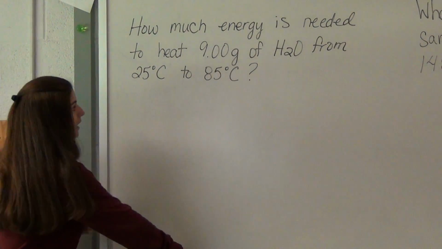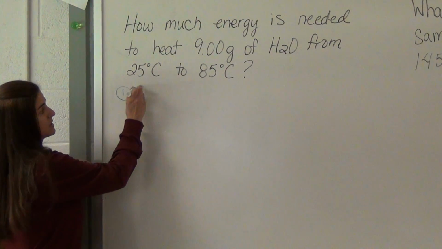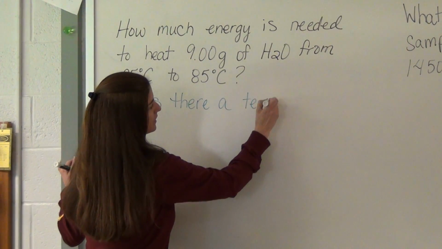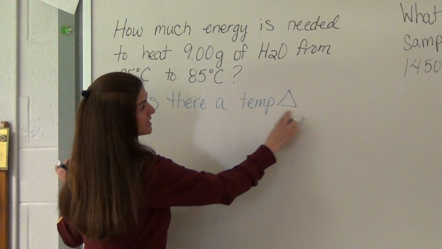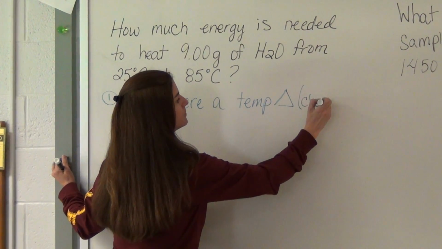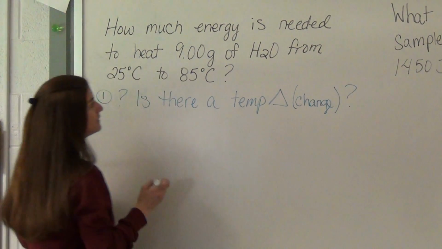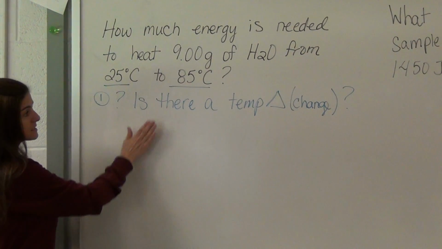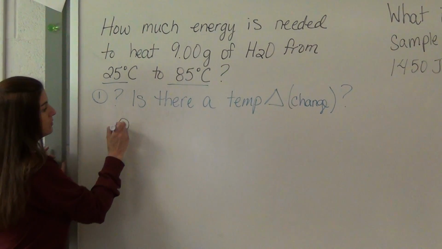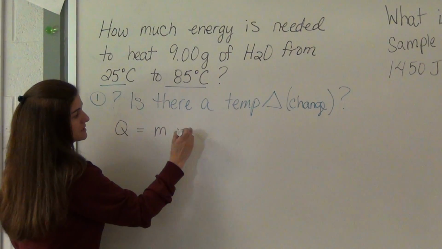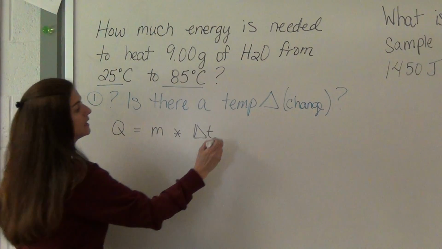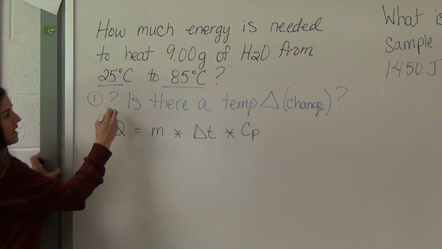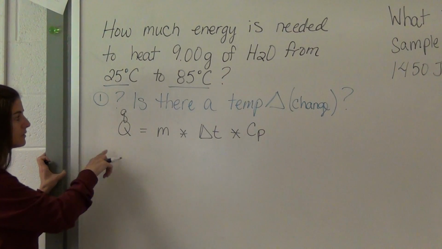And remember, I always say the first question that you should ask yourself is, is there a temperature change? We use the delta to mean change. And in this case we do. We have 25 degrees to 85 degrees. Since we're going to say yes to this question, we're going to use the formula Q equals mass times change in temperature, there's the delta sign, times specific heat, CP being specific heat capacity. Sometimes you will see this as a lowercase q. It doesn't matter, it means the same thing.